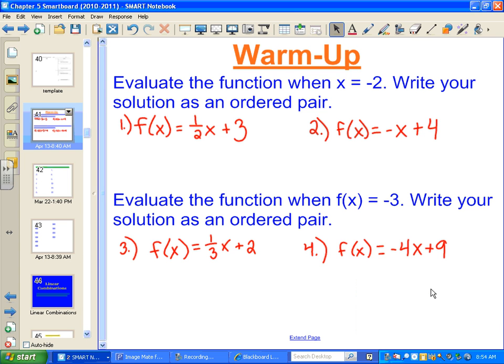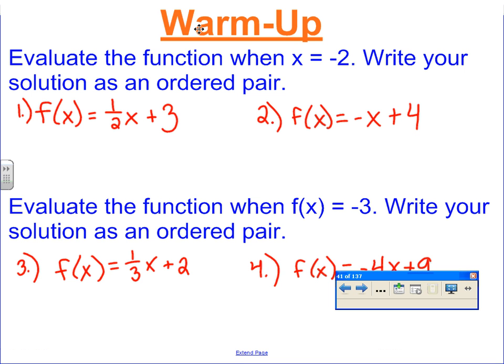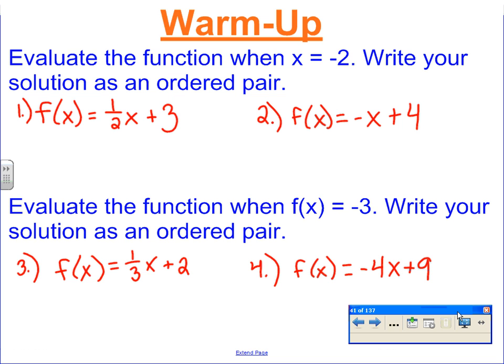Okay, our objective today is to review function notation and to talk about a new concept called linear combinations. So let's start with the warm-up here. If you didn't finish it, please do it as we're going over it. So number 1 and 2, you need to evaluate the function when x equals -2. Someone explain so I can make sure you know what you're doing. How do you do number 1?